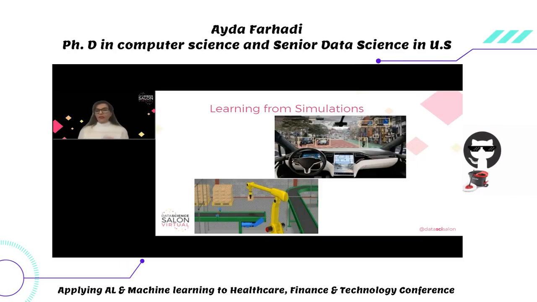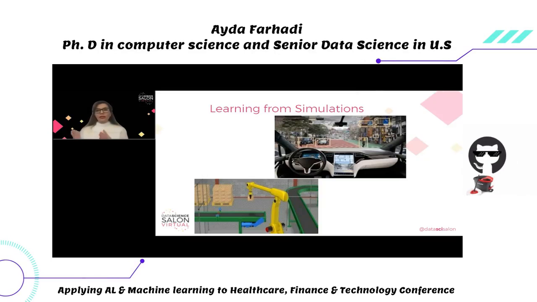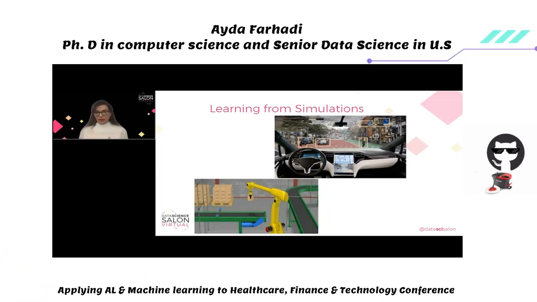The other one is robotics. As we know, training robots is a pretty slow process, and it is also expensive. That's why training them in a simulation area and then utilizing the knowledge that is already trained could be more helpful and reduce the time and the cost of training the robots.